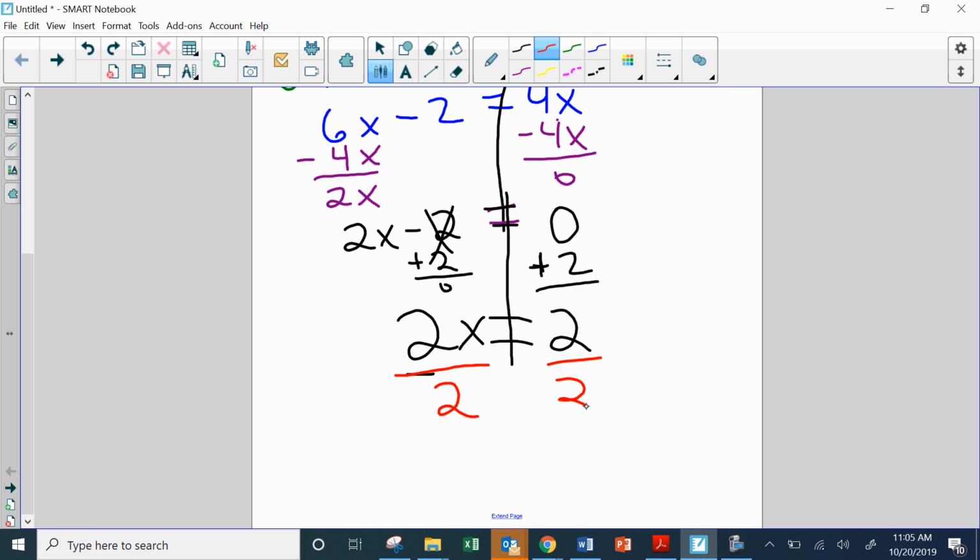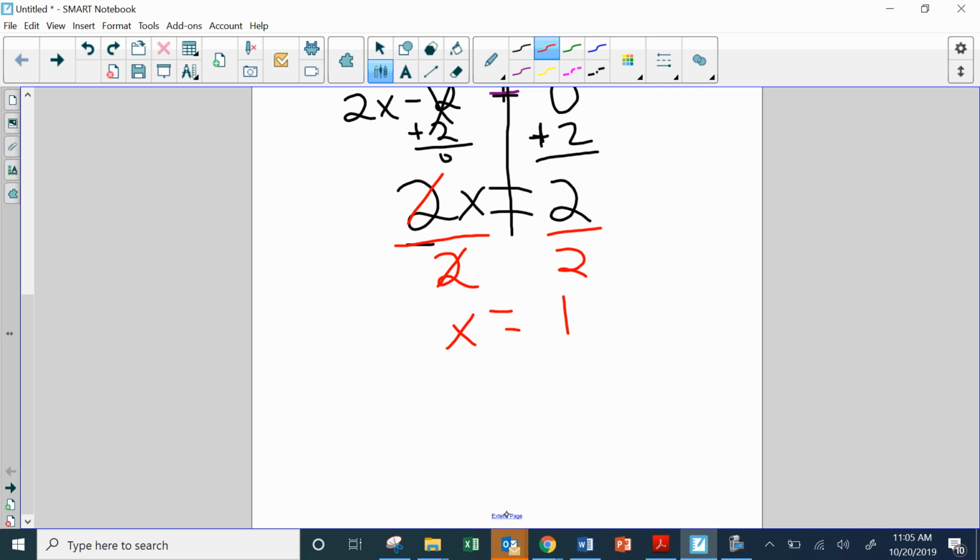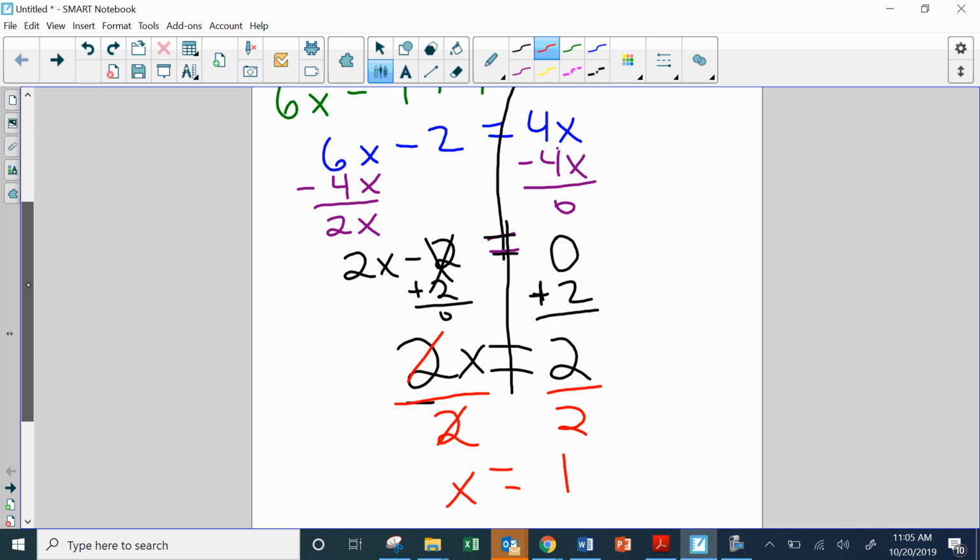So as our final step, we get x equals 1. 2 divided by 2 is 1. So that's only the first part. Again, we need to come back up and we just say, okay, well, if I know x equals 1, I still need to know what y is going to equal from the solution.